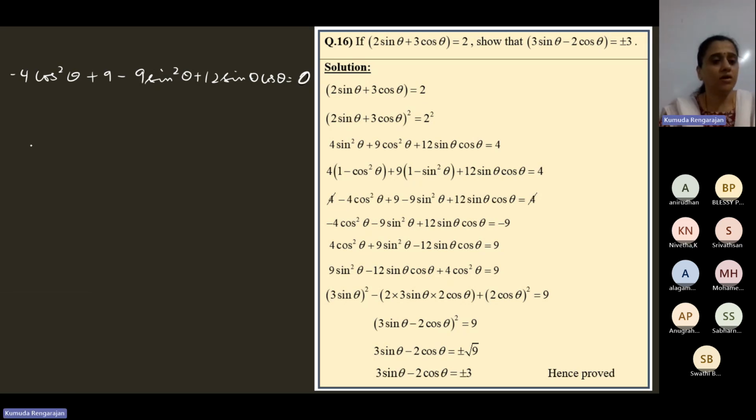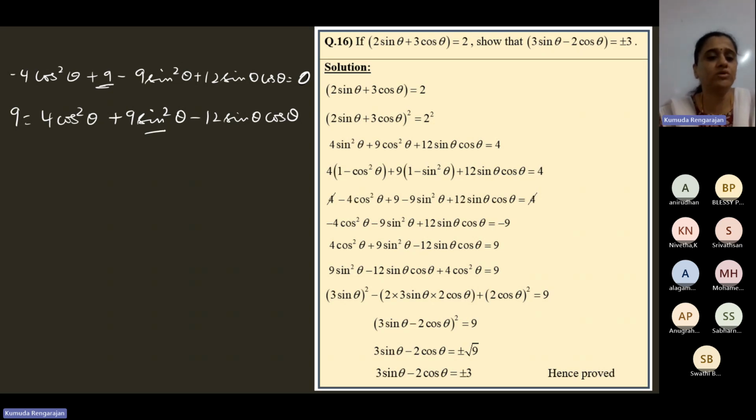All right. Now, if you retain this 9 here and transpose the other terms, 4 cos square theta plus 9 sin square theta, minus 12 sin theta cos theta. Okay. Now it's good. Now the next question is, how do we know that we should take this one only as a square? Nothing like that. You can take this also as a square. I took this as a square just for the order sin square theta first and then cos square theta. So I said this is a square. You can also take this as a square.